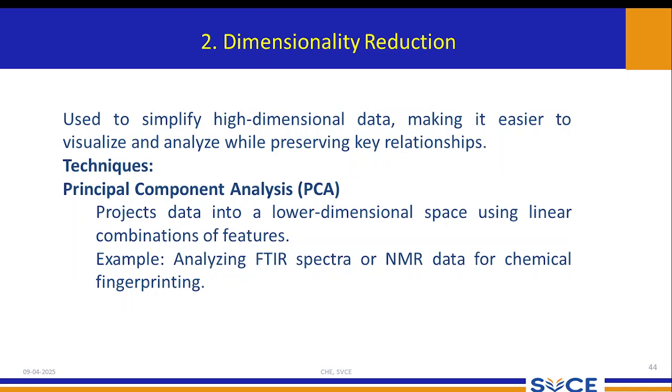A very good example from the chemical engineering perspective is that we collect different types of spectra, either from NMR data, Fourier transform infrared spectroscopy, XRD, or TGA. So we analyze FTIR spectra or NMR data for chemical fingerprinting. That will help you understand the functional groups of the compounds in FTIR. And if you have XRD, how the elements have been arranged in order, whether it is crystalline or an amorphous substance, can be determined by XRD.